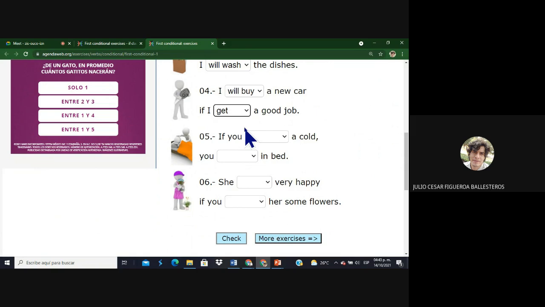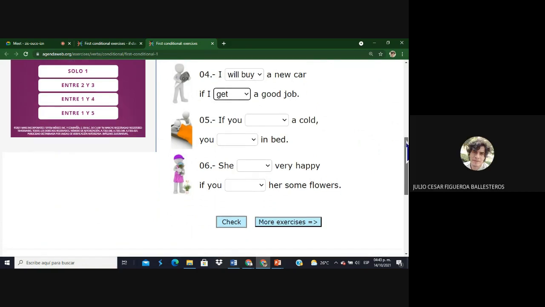If you get a good job, what will you buy? A house, or clothes? I will buy shares of the Nasdaq 100. Oh, shares of the Nasdaq 100. Good idea, I like it. S&P 500. Okay, excellent. Let's go to the next.